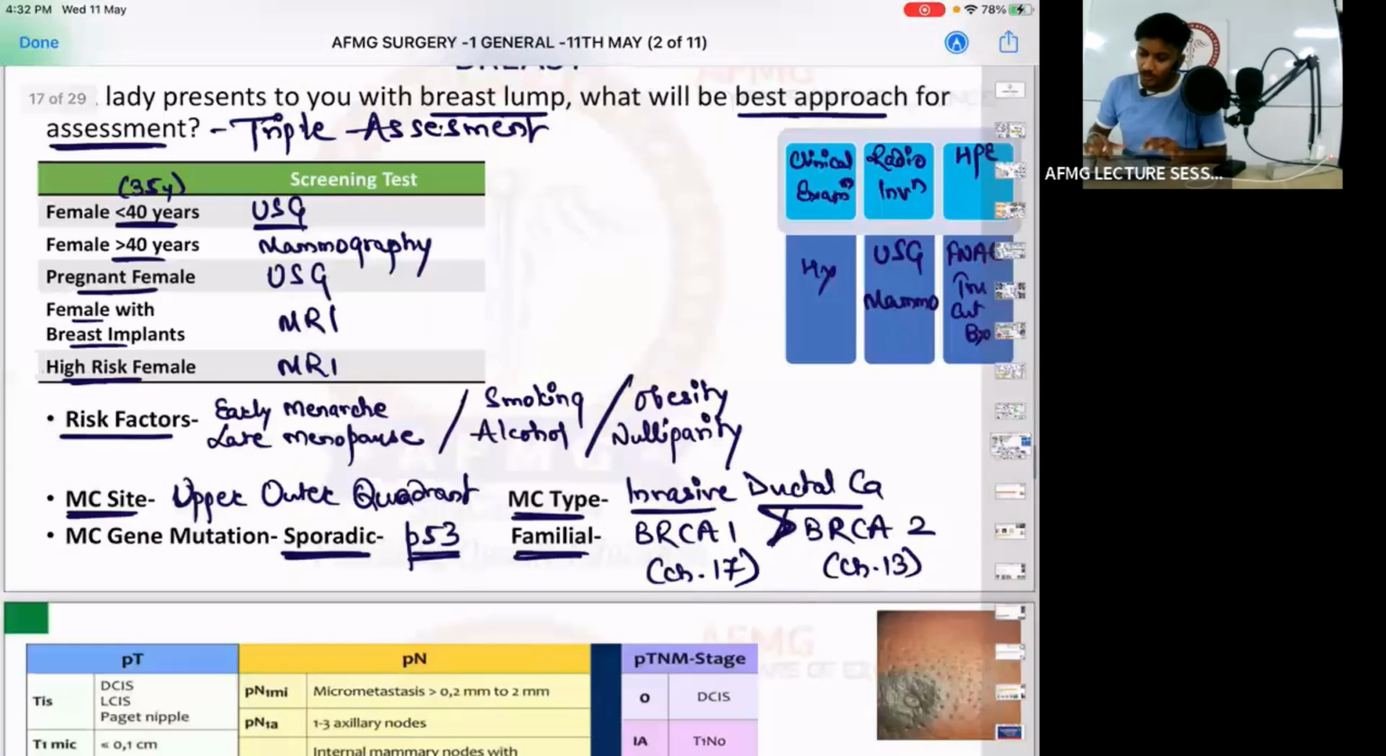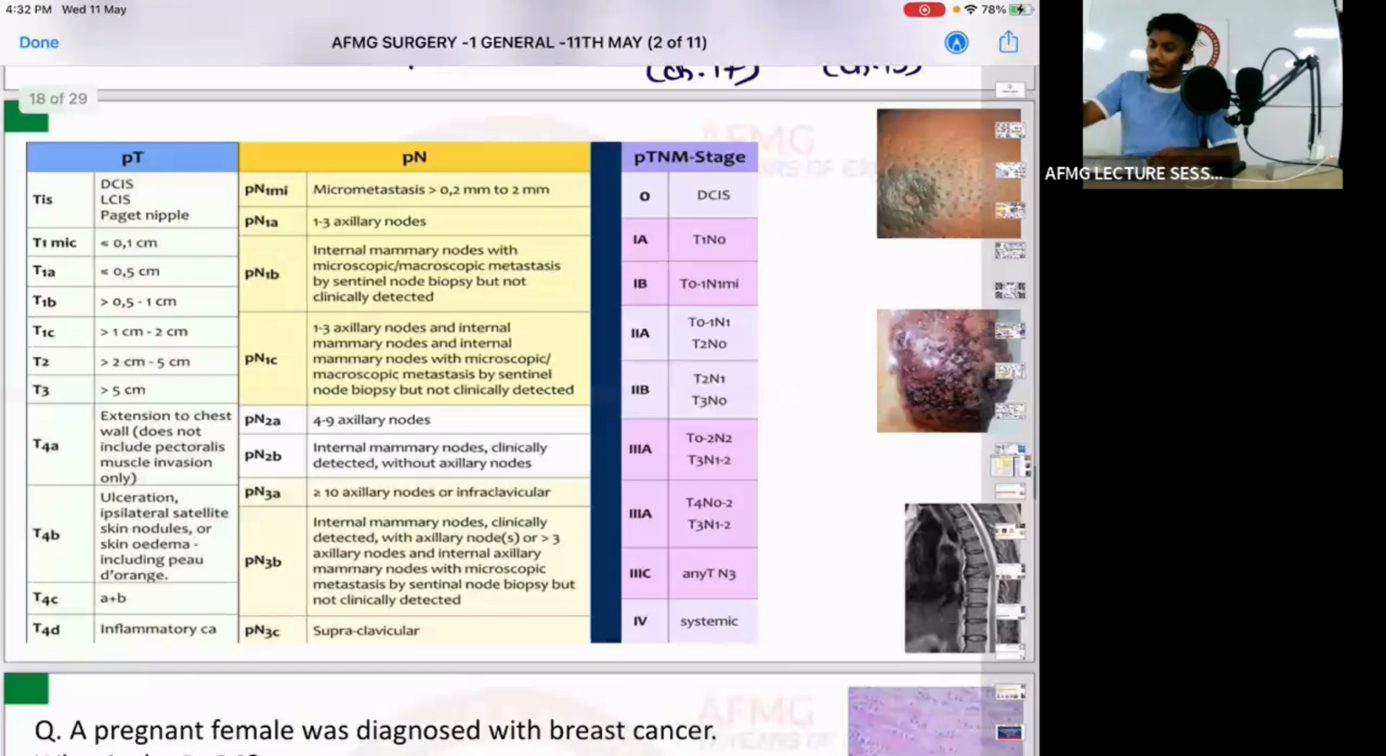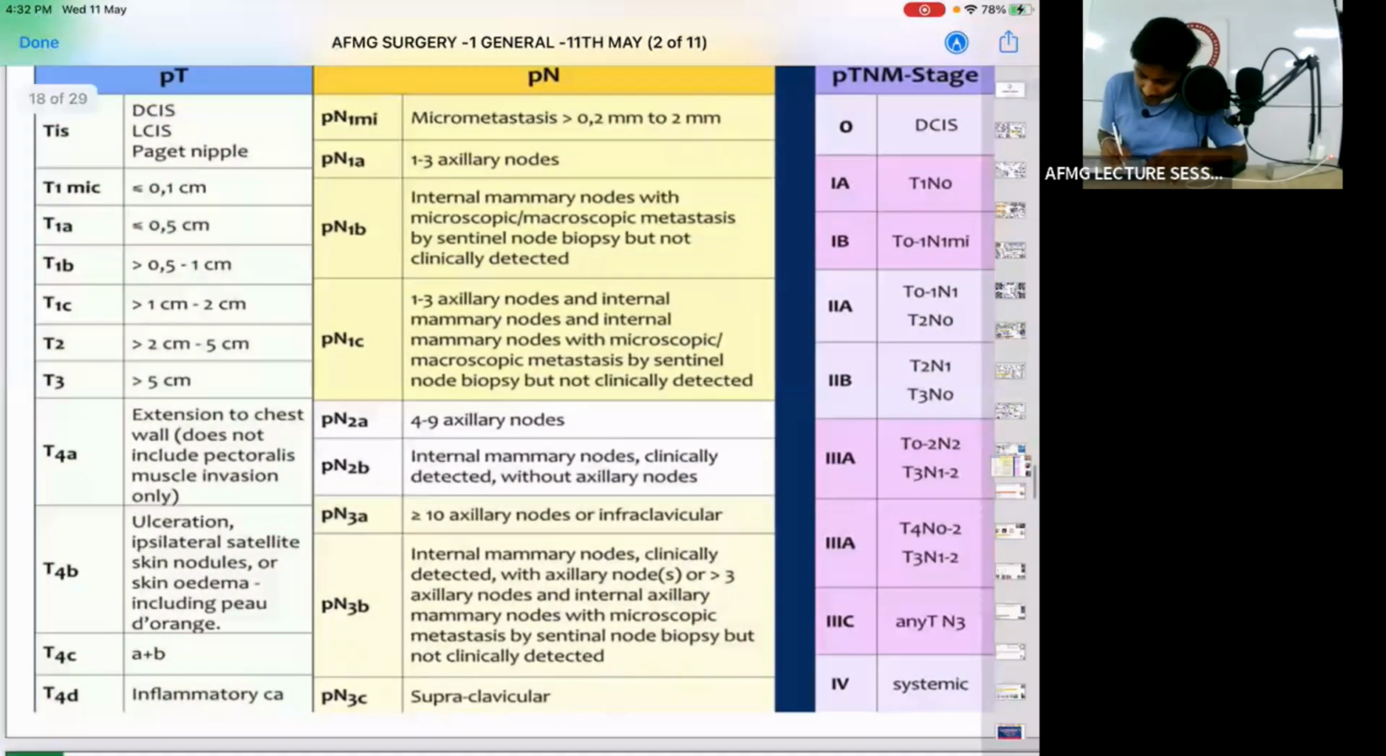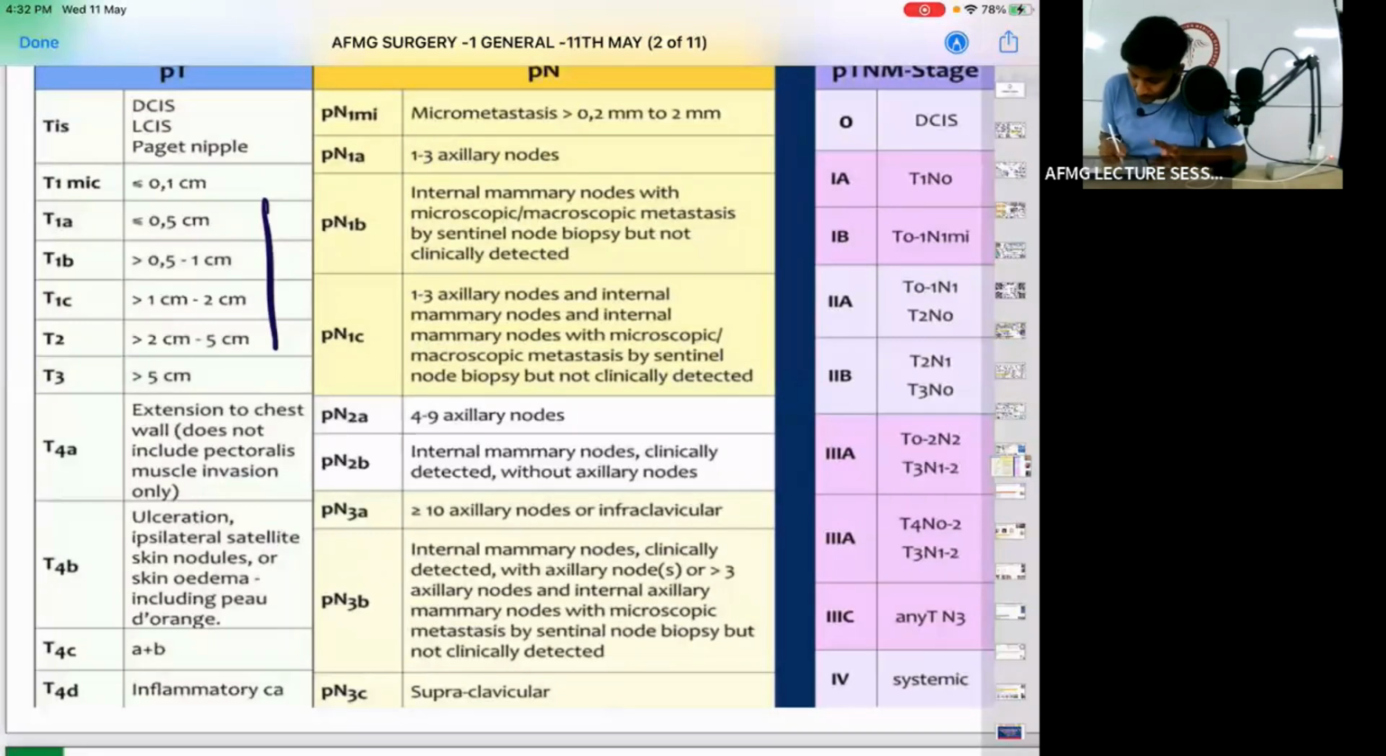ठीक है? If I talk about the staging of breast cancer, important है, याद रख लो, बस important चीजें बता रहा हूँ. T1, that means less than.